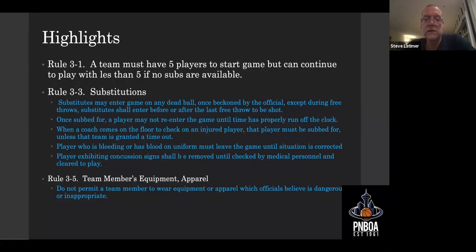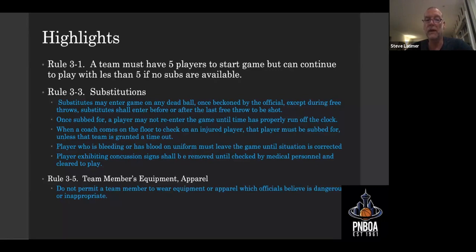Substitutions. Substitutes can enter on any dead ball once beckoned by the official, except during free throws, where substitutes come in before or after the last free throw is to be shot. So if there's a 1-on-1 free throw, you don't know whether that first free throw is going to be the last free throw, so you let players come in. Or if it's 2 free throws, you let them in before the second free throw, or you let them in after the last free throw to the extent the free throw is good, because that would make the ball dead. If the free throw was not made, then the ball would not be dead, and substitutes can't come in during a live ball.